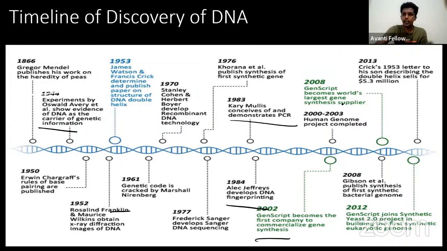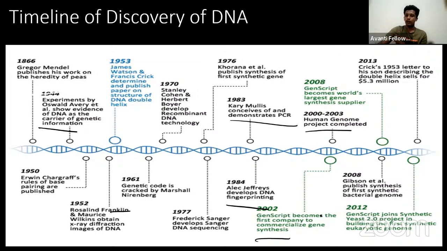By the year 2002 to 2003, one of the mega projects was completed. It started in 1993, and by 2003 it was completed. This project is called the Human Genome Project, one of the mega projects in the entire biological sciences. By 2008, we started developing synthetic genes, the synthesis of genes. So these gene scripts were developed by 2008.